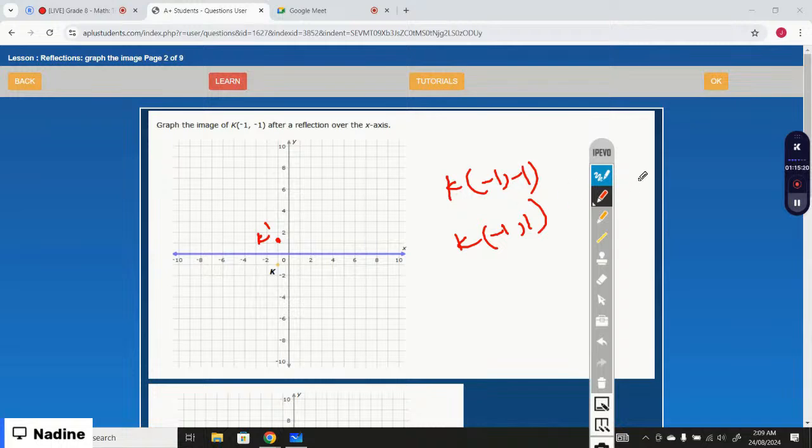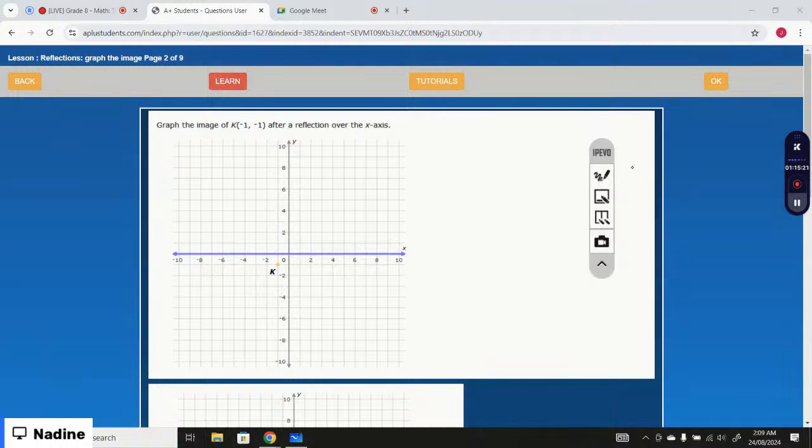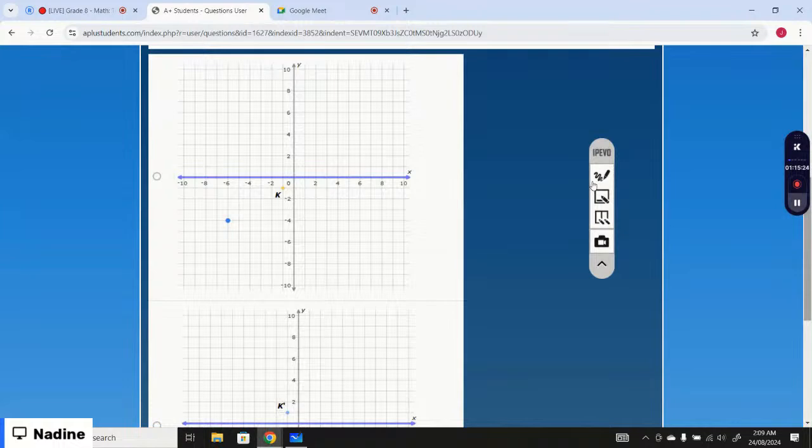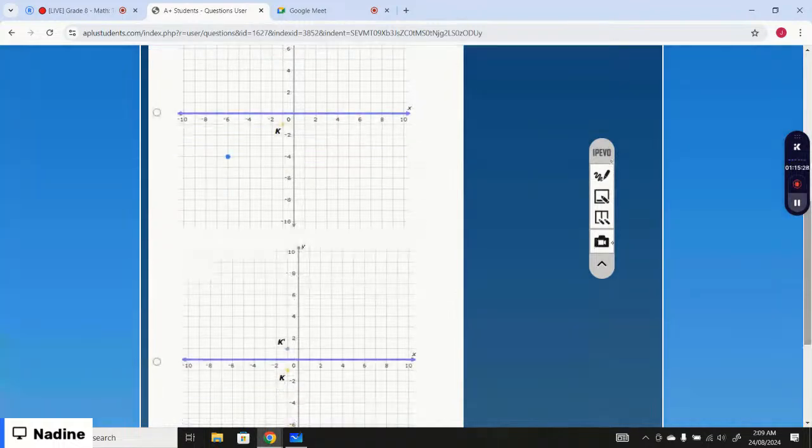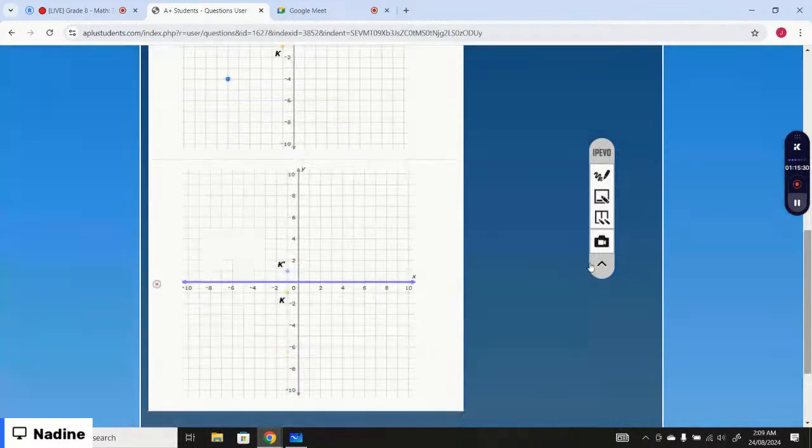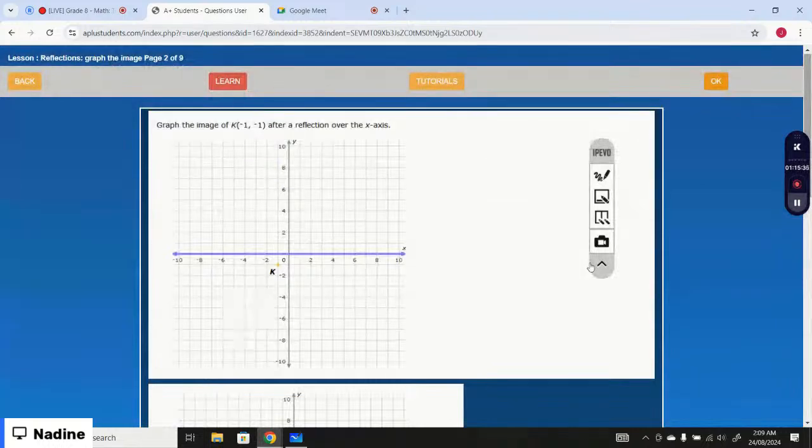So let's see which is the correct option, right? This isn't the correct option, right? This is the correct option. Option number 2 is the correct option. Got it?